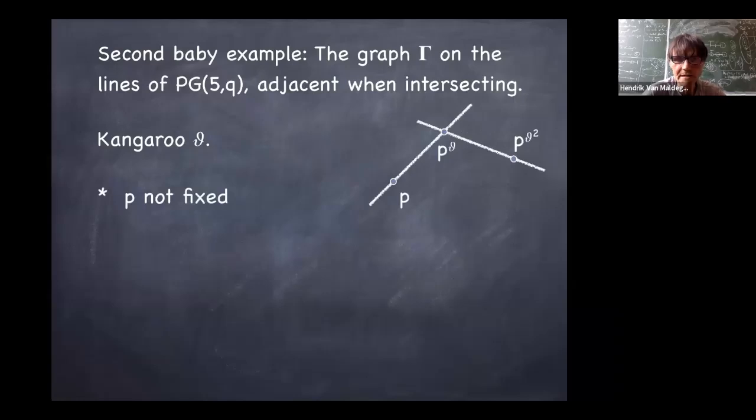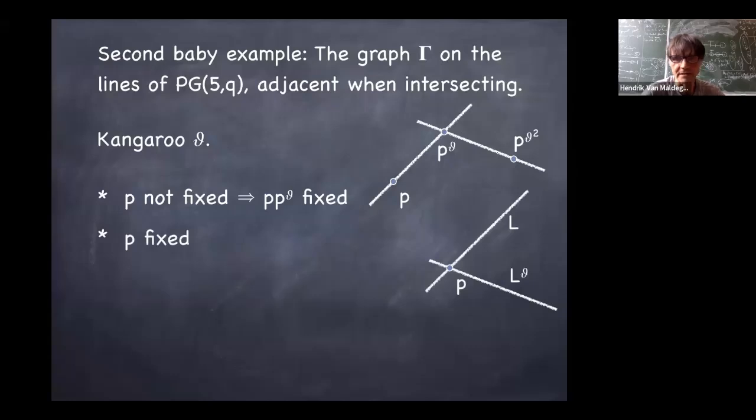Let's assume P is not fixed. So P goes to P theta on my picture. Now, if P theta would not go to a point on that line, P theta, then you map the line P theta to an intersecting line, P theta squared, but that's forbidden. So if P is not fixed, then the line P theta is fixed. Okay, so that's good. So you fix already a line.